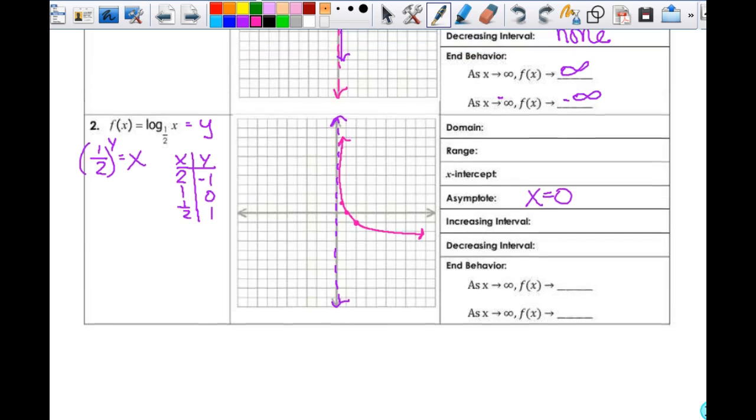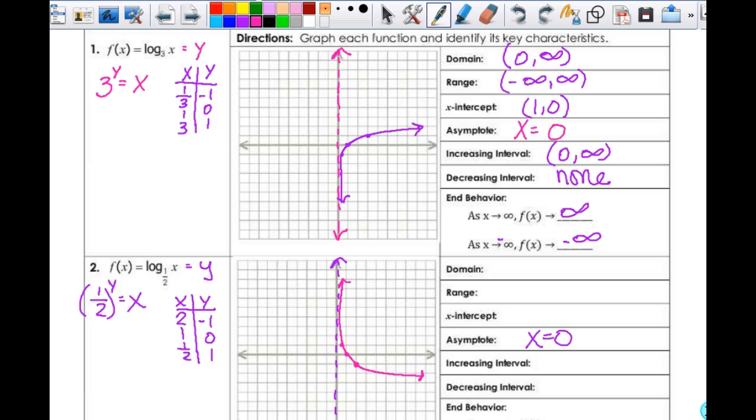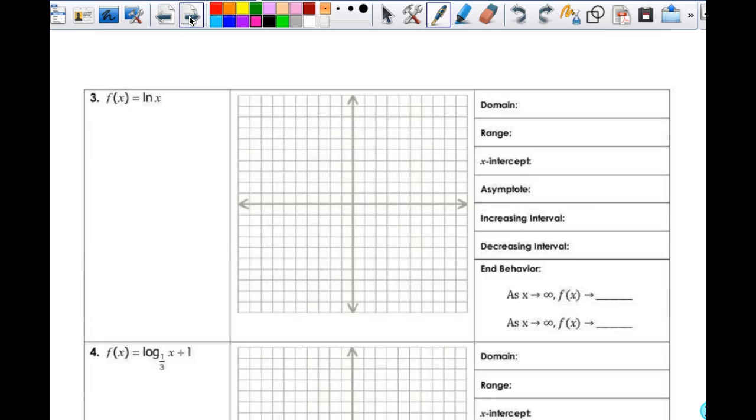So notice these two. The points are a little bit different because we're using 3 and 1/2, but it's a reflection in the x-axis. So this is what it looks like when your base is greater than 1. This is what it looks like when your base is between 0 and 1. Okay, everybody good? Easy enough? All right, and we're not going to worry about filling in the charts on every single one of them. We'll make it go a little bit faster. All right, so let's graph this next one.